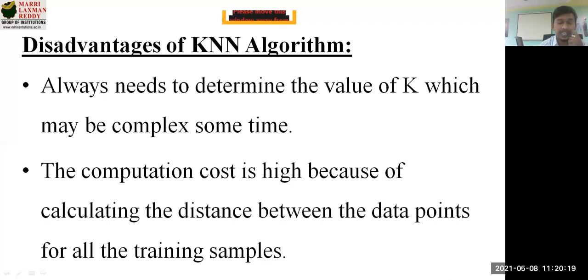If you are not selecting the right value for k, it may become a complex problem. The decision making also will be a wrong decision. The computation cost is high because if you are having 100 rows, and every time you want to calculate Euclidean distance for every row, it is a bit tedious task and the cost will increase. That's the reason it is more suitable for small data sets.